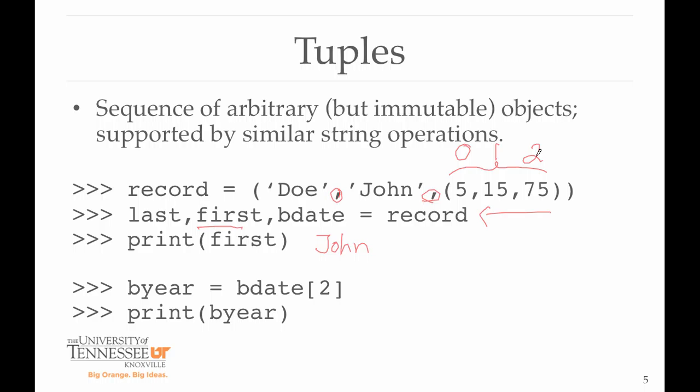And again, how does it know what B date is? Because it got the position of B date from where it lies in the record tuple. So it's really nested and very, very cool in that way, that you can have tuples within tuples. And then of course, what you'd expect if you were to print B year in this case is you would get the integer 75.